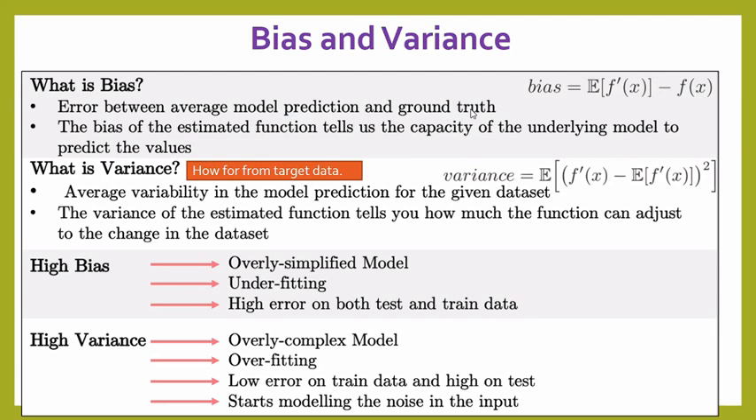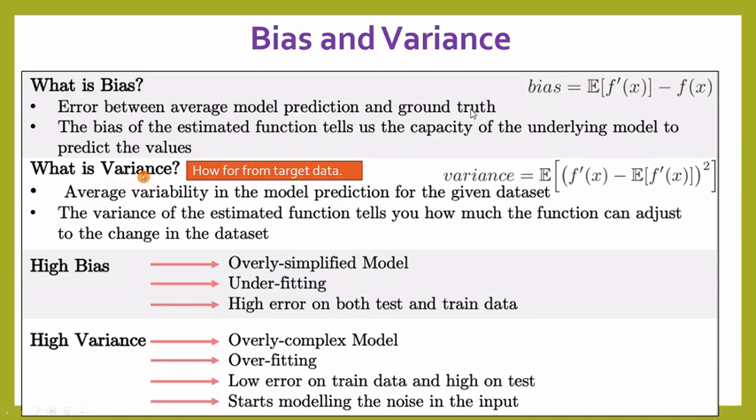When the model is overtrained, then it will be variance. It tries to fit all kinds of points. When your model shows very high accuracy on training data but very low accuracy on testing data, this is called a variance problem. Bias is the error between the average model prediction and the ground truth. The bias of the estimated function tells you the capacity of the underlying model to predict the values, and how poorly the model fits the training data.